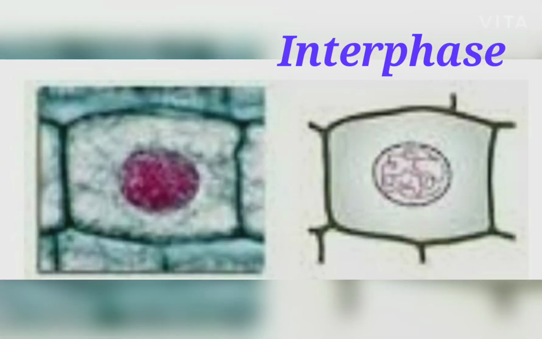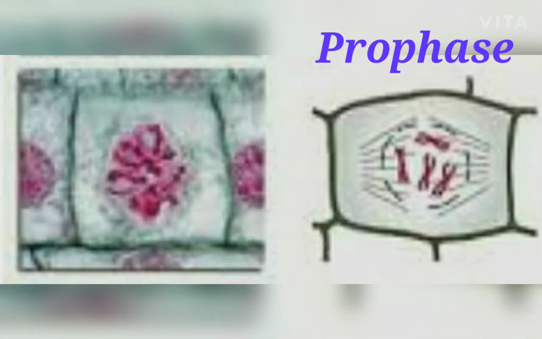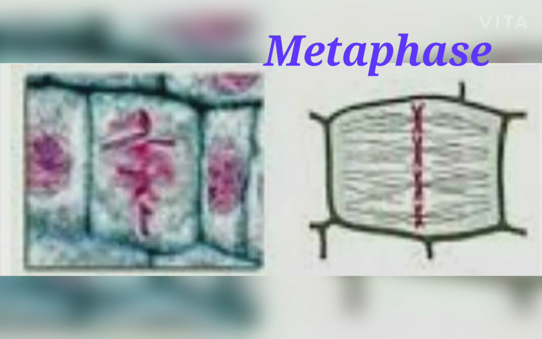Coming to the results, if the cell is like this, we can say that it is in interphase, that is, chromatin material is present in the form of long thread-like material, and whenever it condenses into short rod-like chromosomes, it will be the first phase, that is prophase.